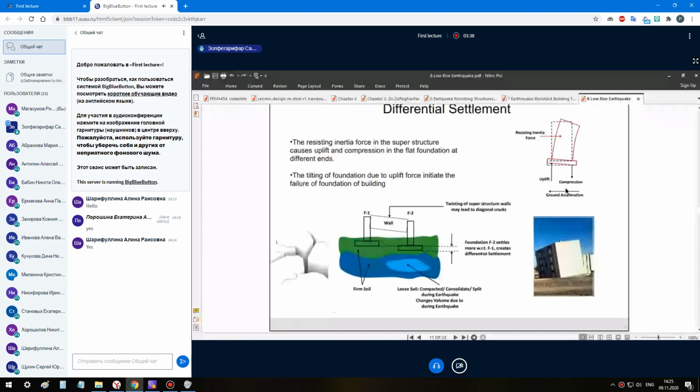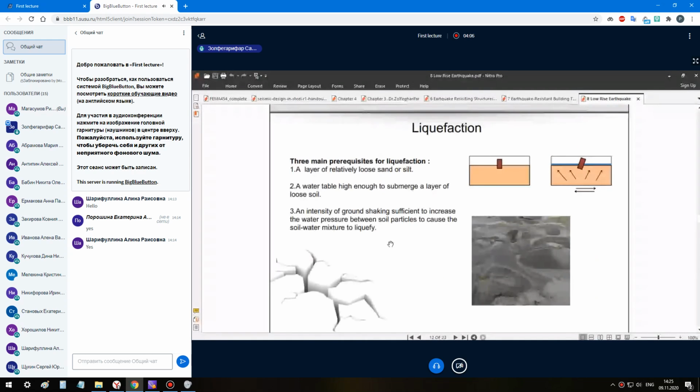The resisting inertial force in the superstructure causes uplift and compression in the flat foundation, as shown in this slide. Another problem in building foundations is shown in this slide. Three main prerequisites for liquefaction are shown in this slide.